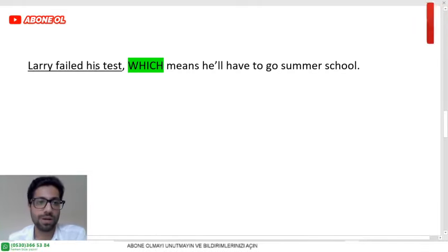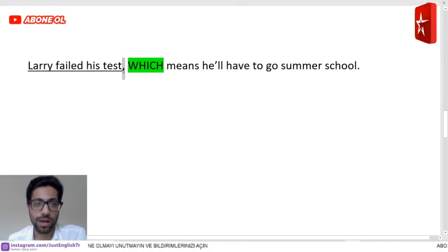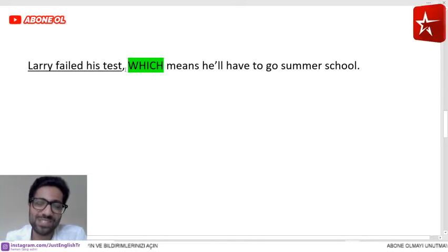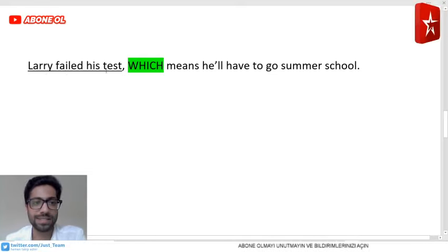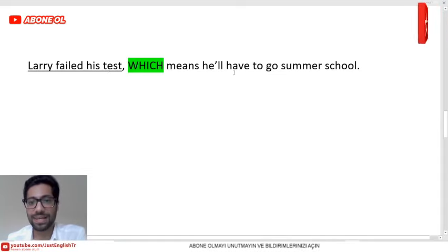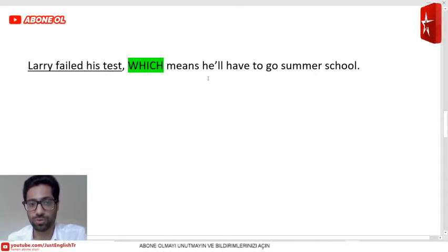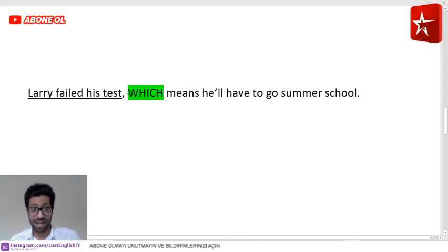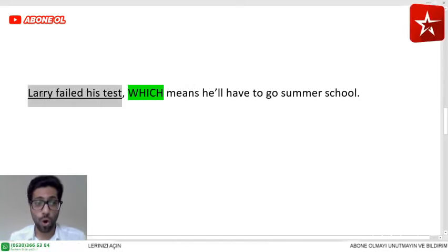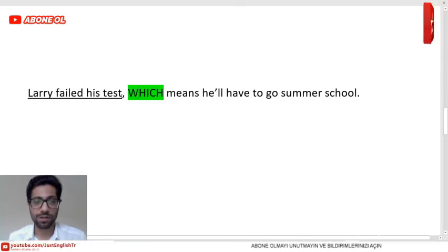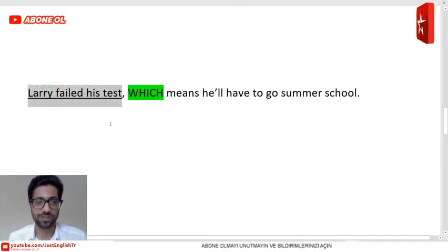Yes. So here we've also got a comma. Now this is very easy for you to identify: this is a comma adding information. Larry failed his test, which means he'll have to go to summer school. Here I am underlining the whole sentence for you, because here "which" refers to the whole sentence.